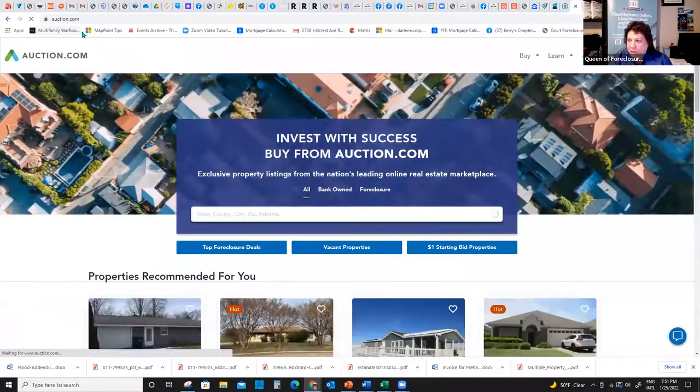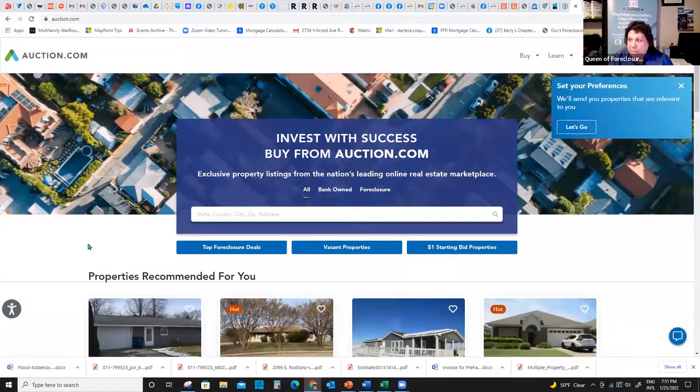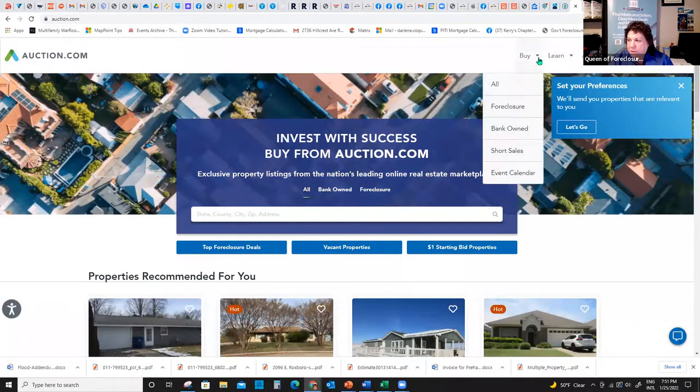So I went to auction.com, right? And there's a couple things you can do. You can go here, go to buy and look at their event calendar.